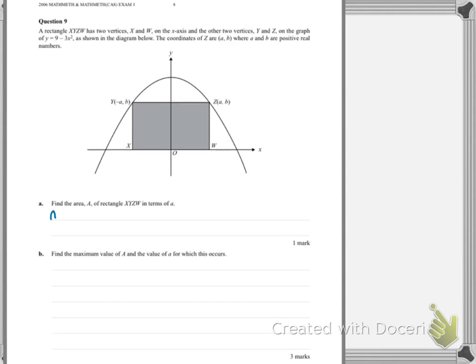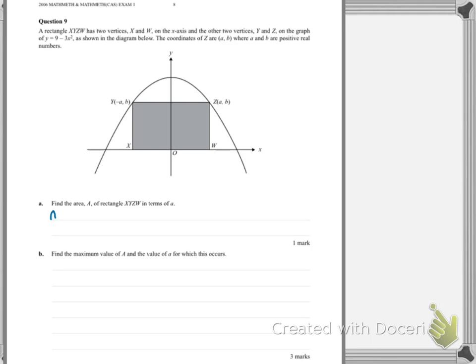Hello, let's have a look at this question. A rectangle has 2 points, x and y, on the x-axis and the other 2 points, y and z, on the graph of this function, y equals something. As shown in the diagram below, the coordinates of z are given there, a and b, where a and b are positive numbers.